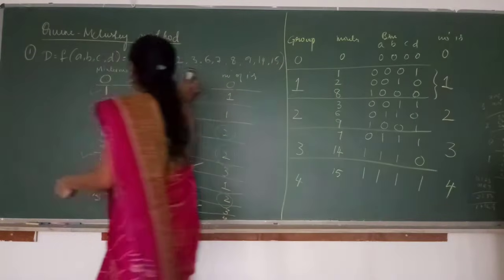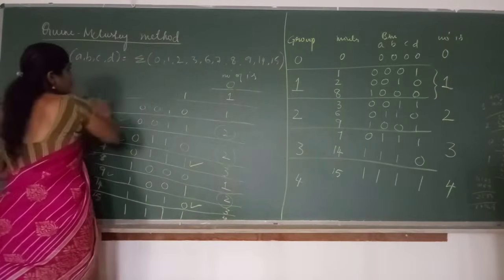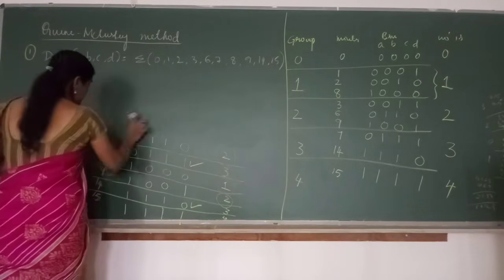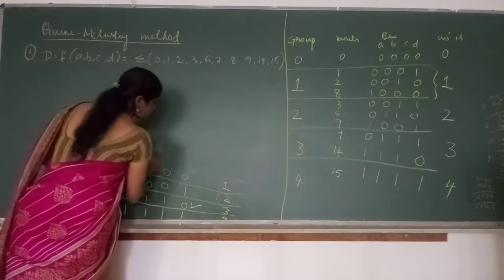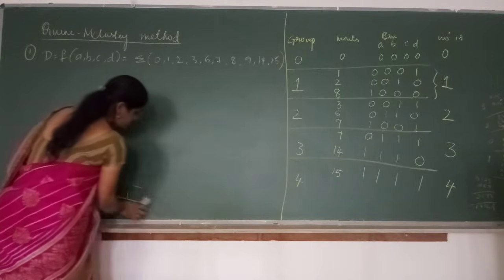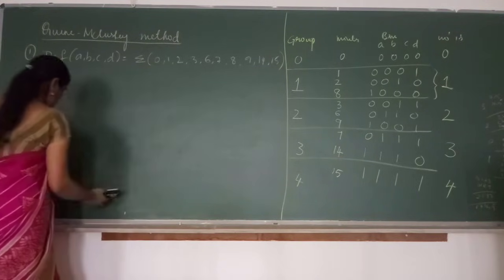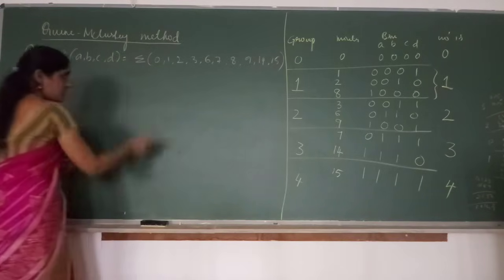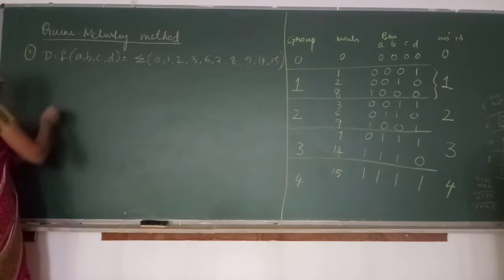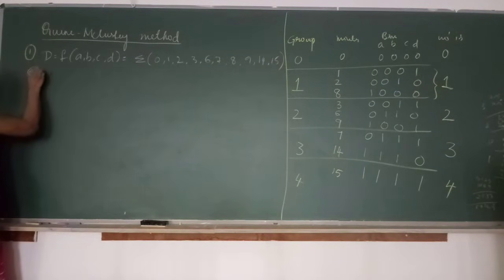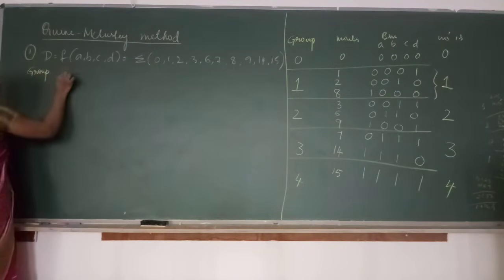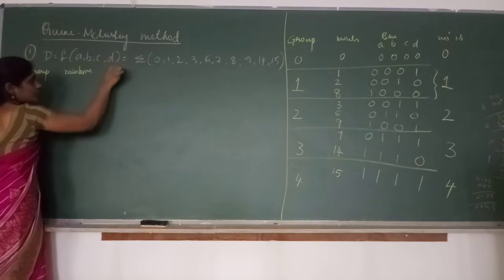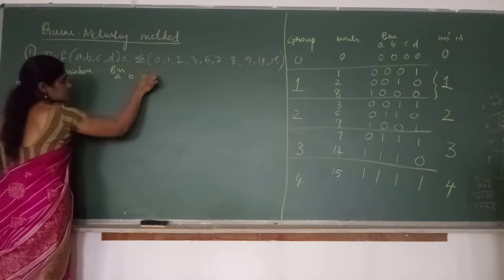I'll just erase the first table. Hope you have written the first table in your notes. If it is required, let us come back to the first table and verify. But you need to write this in your notes also. Okay. So now what is the next table? Same columns we have in the next table also. The first column is group. Next min term. Next binary equivalent value, that is A, B, C, D.